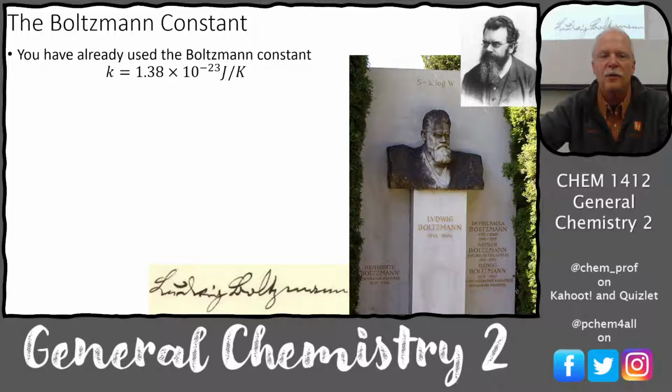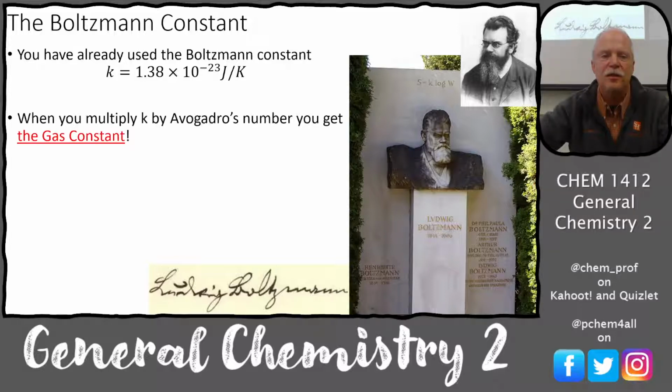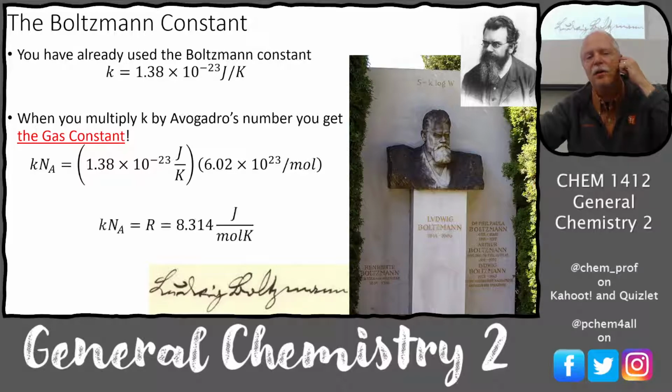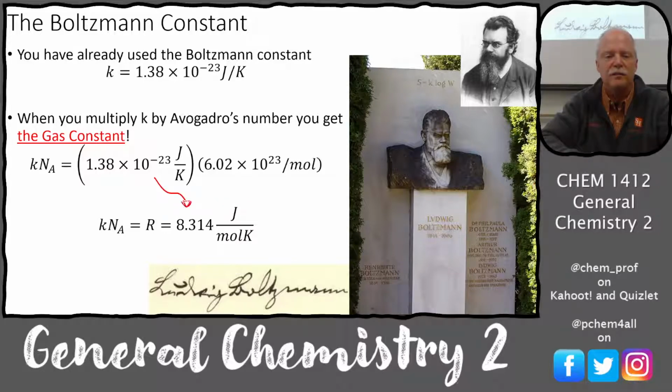You've already used Boltzmann constant, but you used it in terms of the gas law. So if you take Boltzmann's constant times Avogadro's number, then you get the gas constant R. So that's pretty convenient. You've been using Boltzmann's constant the whole time when you use the gas constant. His derivation of entropy was so famous that they put it on his tombstone. So that's pretty cool to have your tombstone have an equation on there, and there's his constant in that equation.